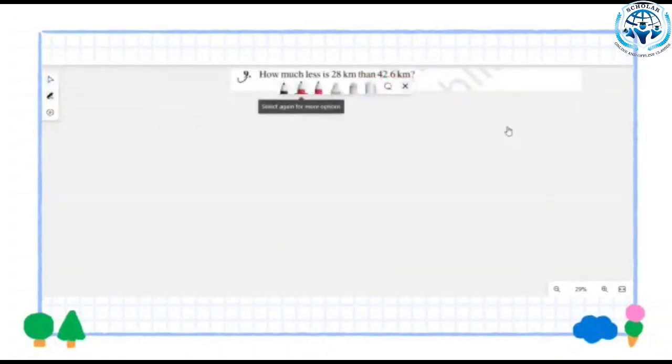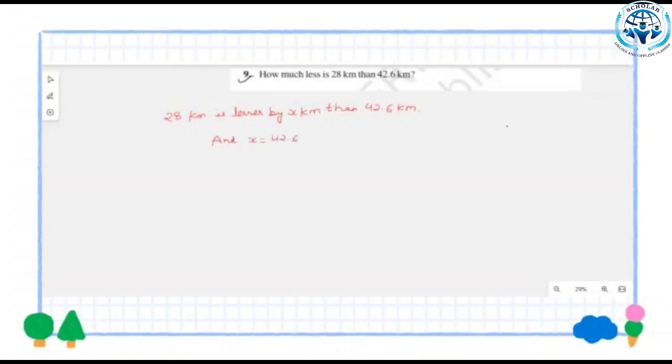This is the last question of the exercise. How much less is 28 kilometer than 42.6 kilometer? Very easy. 28 kilometer is lesser by x kilometer than 42.6 kilometer. Now we will find out the value of x.